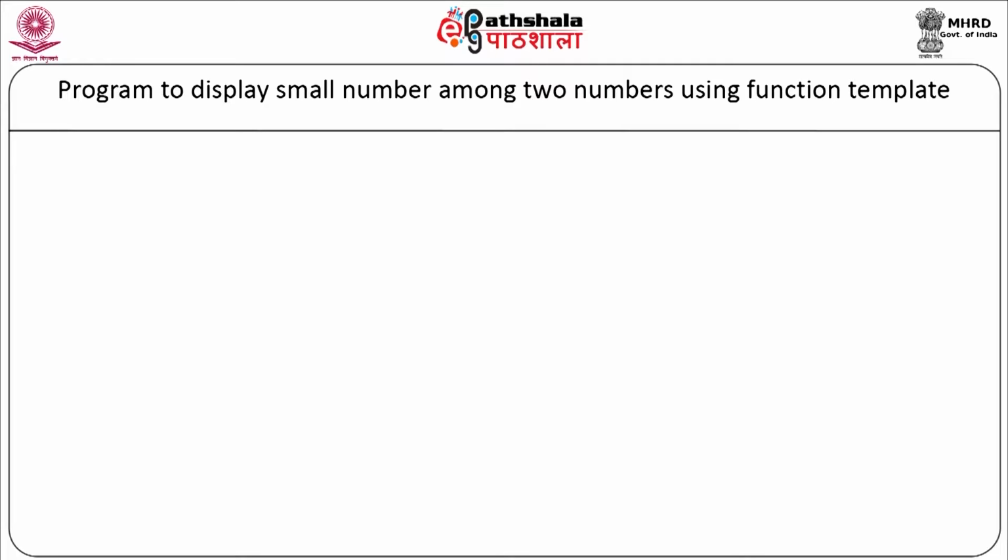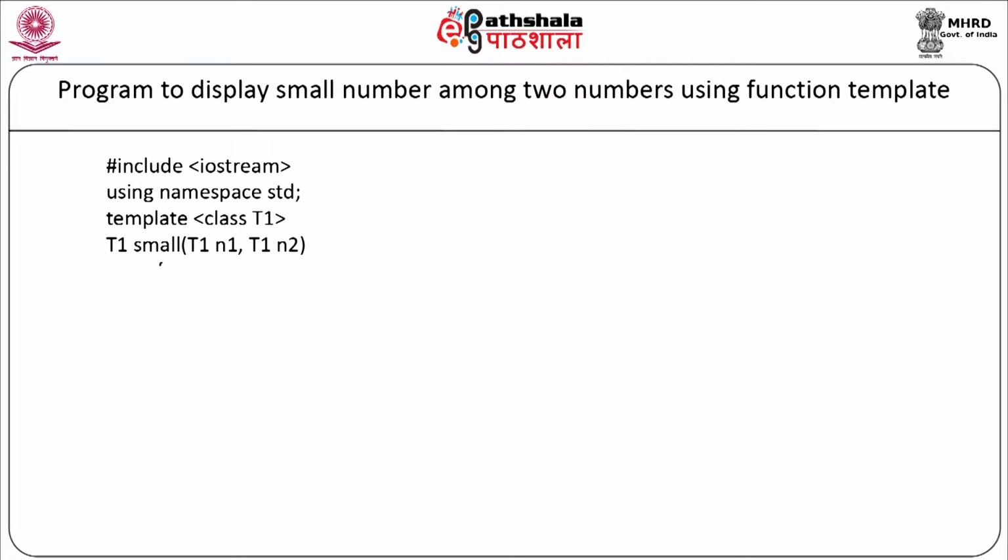Let us see a program to display the smaller number among two numbers using the function template. We will start with the program: #include <iostream>, using namespace std, template <class T1>, T1 small(T1 n1, T1 n2). We will start with the function code: return n1 < n2 ? n1 : n2; end of the function. This is a function template small, which will find the smaller of two numbers of integers or floats or characters and so on.